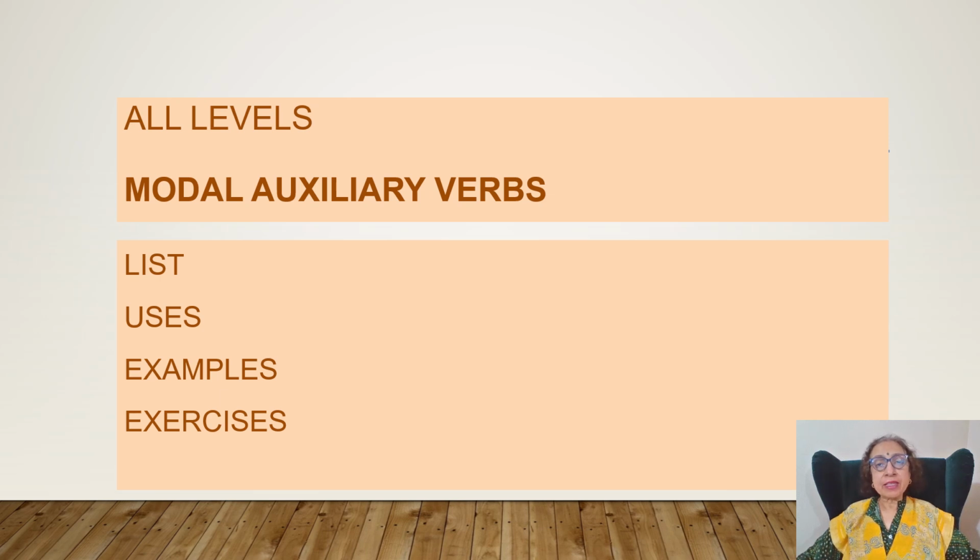We have already completed primary auxiliary verbs. Today we are going to talk about the modal auxiliary verbs. First, we will list the 13 verbs with their negatives and contracted forms. Then we shall see how they can be used. After this, there'll be some examples of each of the 13 verbs, followed by an exercise or two for you to do.